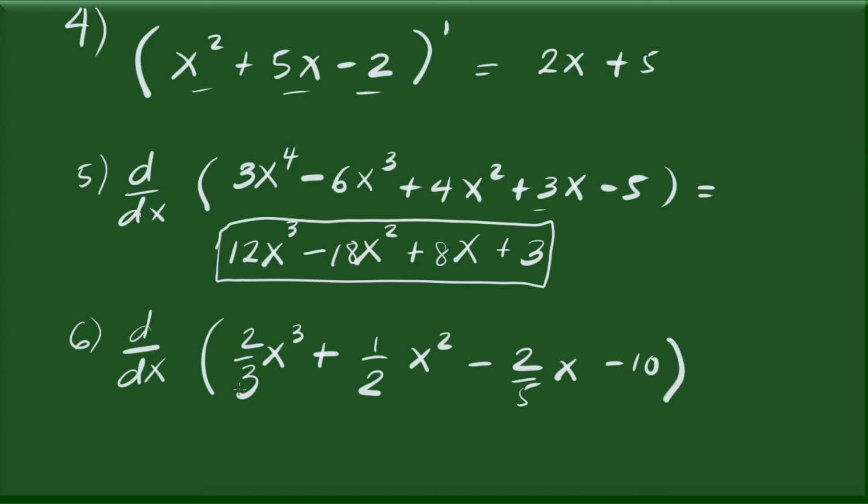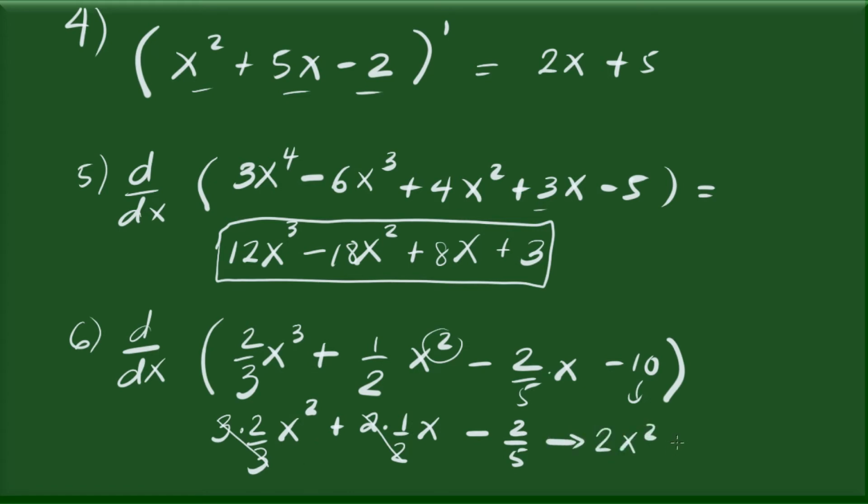So 3 times 2/3 x raised to 3 minus 1, plus this 2 times 1/2 x raised now to 1 minus, next to x is 2/5, so its derivative is simply 2/5, and the derivative of 10 is 0. Now this is reduced to just 2x squared plus x minus 2/5. Did you get it? All right, nice. Let's go to number 7.